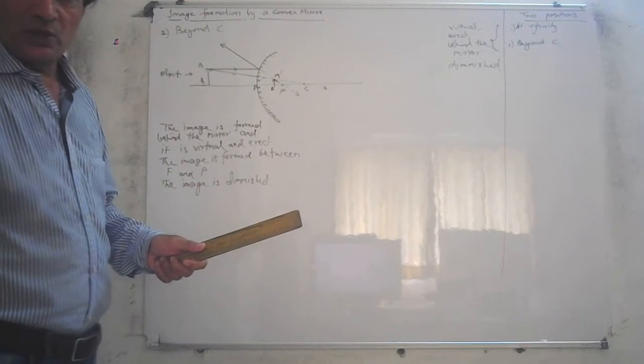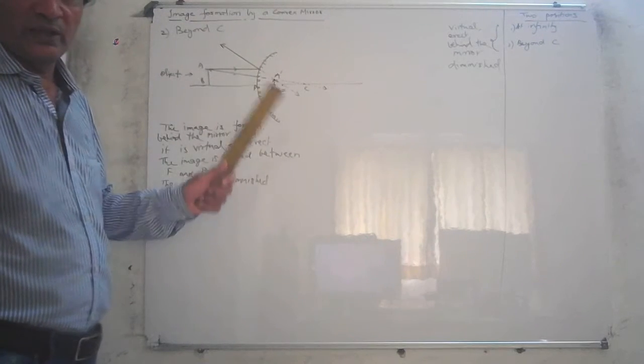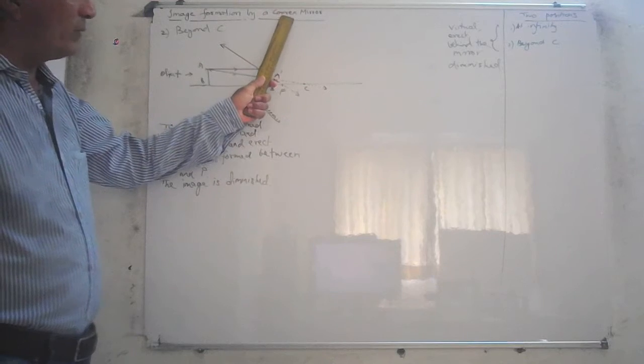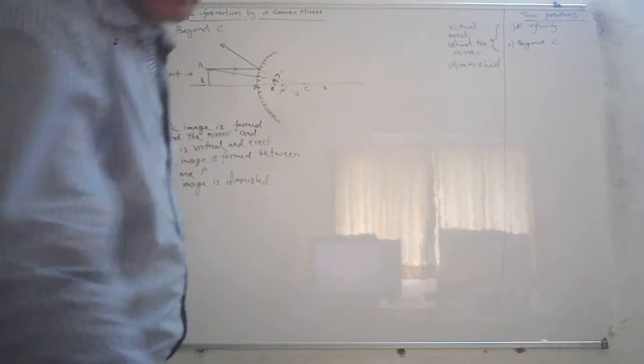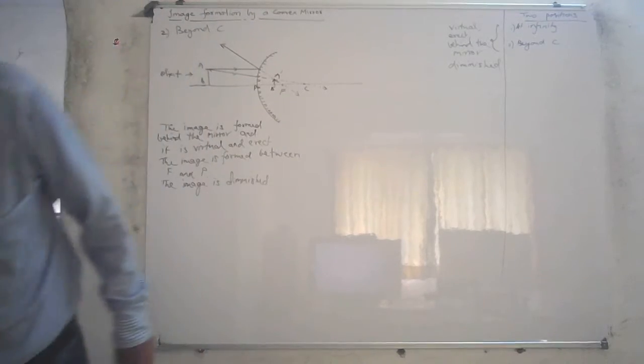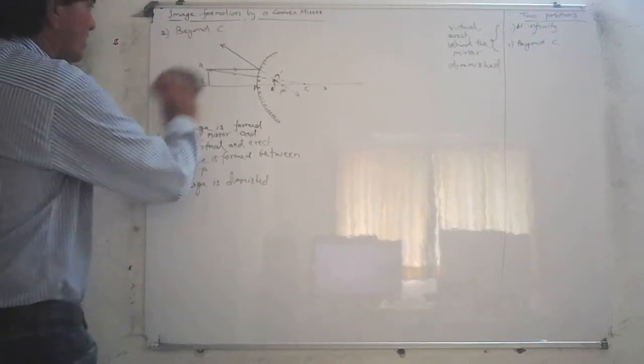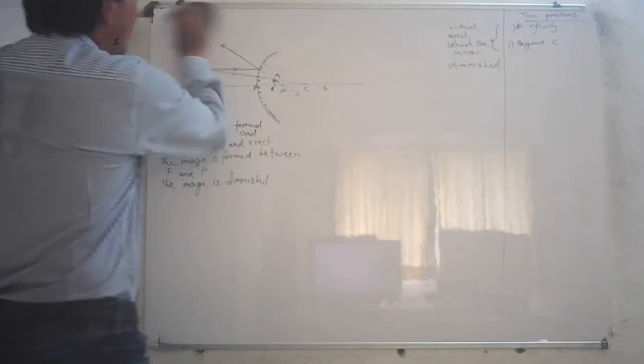You must practice it in your notebook. Have a look at this and do it again and again, both for concave mirrors and for convex mirrors. You must do this carefully. Alright, now let's come to another important topic, and that is Cartesian sign convention, and then we'll discuss magnification also.